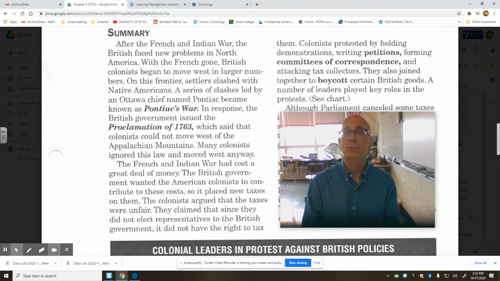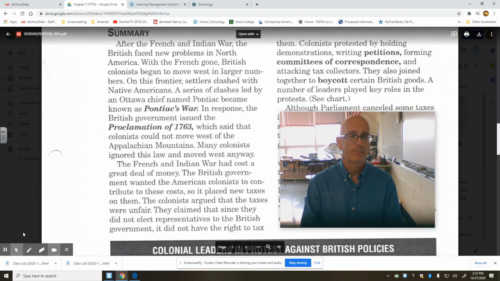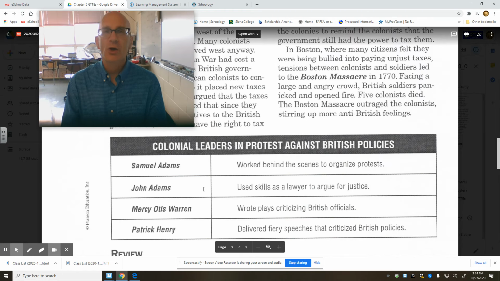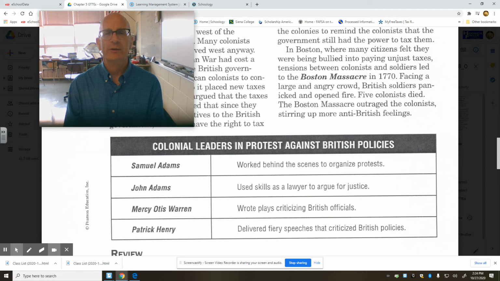The colonists decided they were going to stop buying goods that were exported to the colonies from England. And a number of leaders played key roles in these protests. We're going to take a look now at the chart below at some of these leaders. Looking at our chart, the title is Colonial Leaders in Protest Against British Policies, and it goes over four colonial leaders and what they did specifically to protest British tax policy.